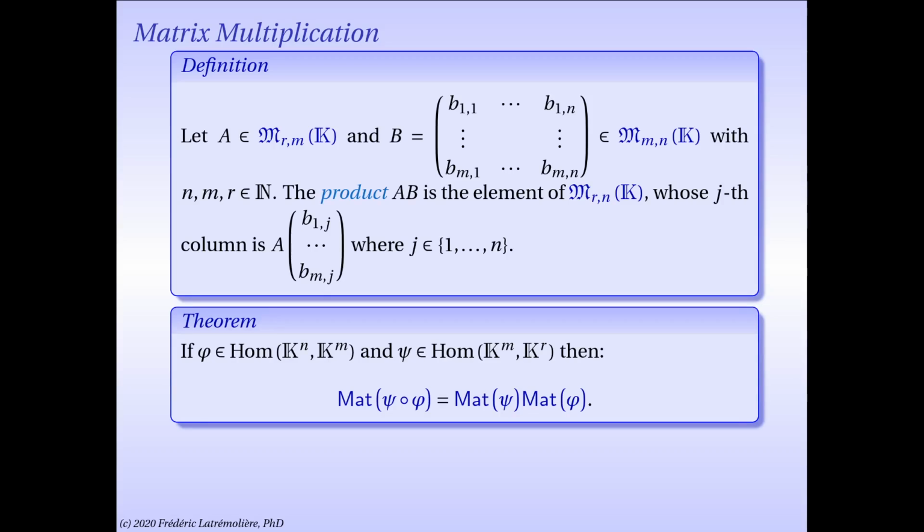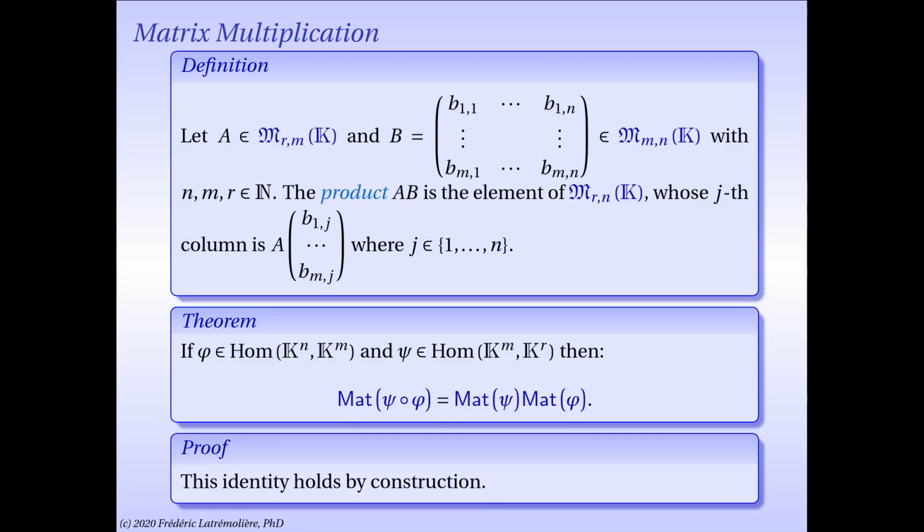As we have discussed at length, the fundamental property of the multiplication of matrices is the following theorem. If phi is a linear map from k^n to k^m, and if psi is a linear map from k^m to k^r, then the matrix of psi composed with phi is the product of the matrix of psi by the matrix of phi, in this order. The proof of this theorem is in fact the work done on our previous slide.